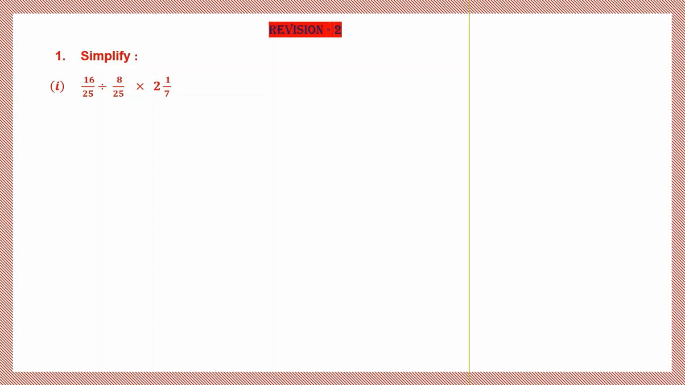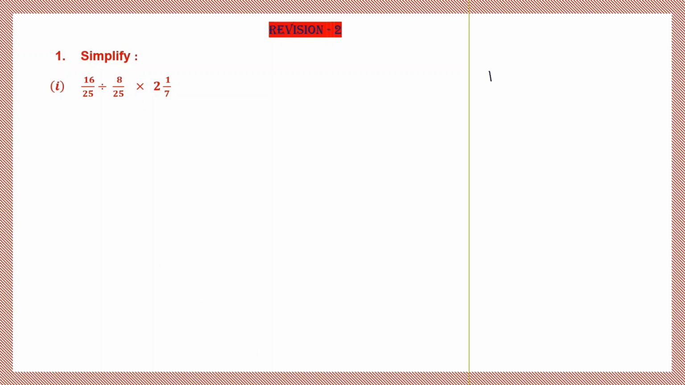So we're going to simplify, and here we need to follow the rules of BODMAS because we have different operations. As you can see, we have a division here and a multiplication here. Now which one should we do first? Should we do division or multiplication? BODMAS will help us decide which one has to be done.